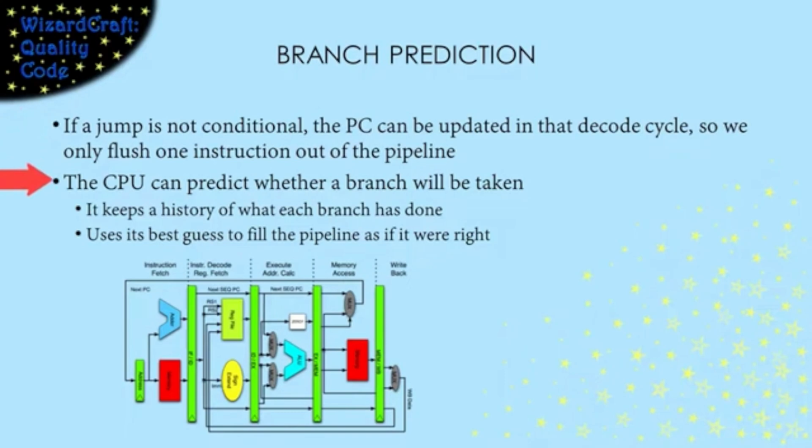Some processors take that idea even further. For conditional jumps, they will try to predict whether the jump is going to happen or not in that instruction decode phase. They keep a history of whether that instruction's jump has been taken and use that history to make a best guess. If the prediction is right, then we only flush at most one cycle. If it's wrong, we'll have to flush the whole thing, but we might have had to do that anyway.